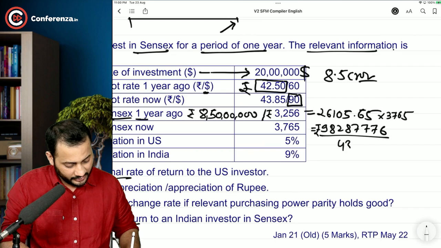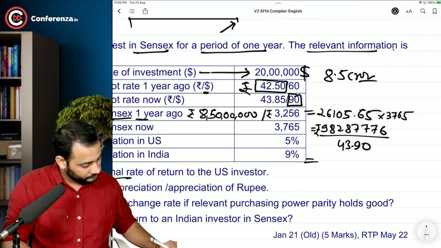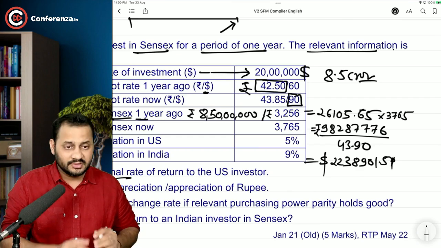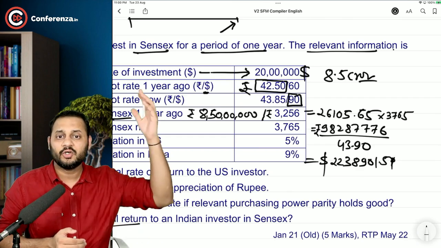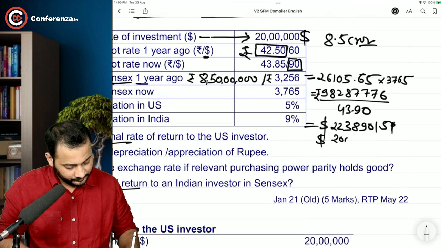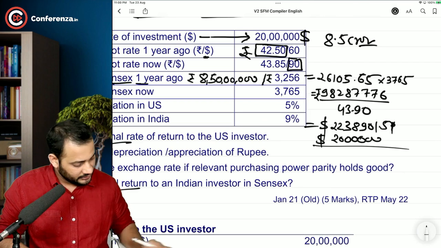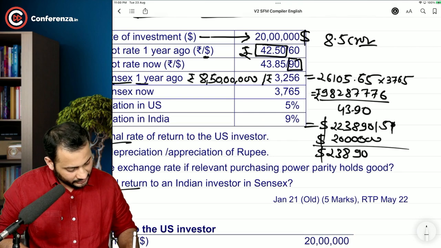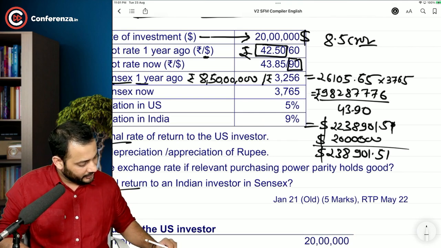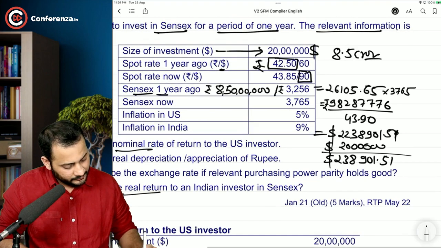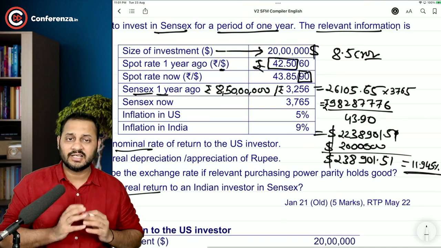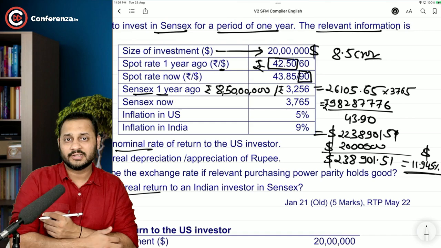So divided by 43.90. How much dollar will I receive? 22,38,901.51. Okay, this is what I received. How much did I invest? 20 lakh dollars I invested. So minus 20 lakh, the gain is 2,38,901.51. If I divide it by 20 lakhs, multiplied with 100, the rate of return is 11.945%. This is how much I earned on dollar as a US investor.